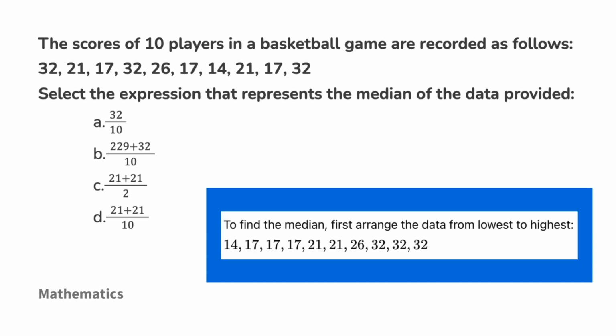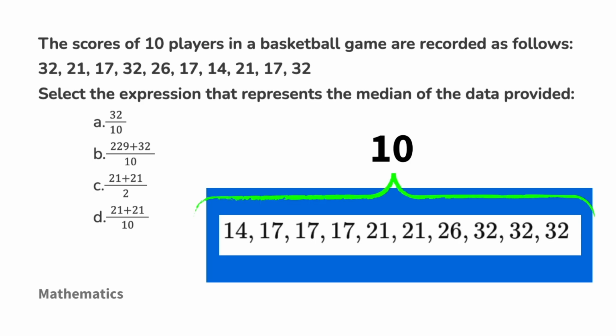All right, let's work this out. List the scores in ascending order. That's the first step that we have to do. Next, we need to determine the amount of data points that we have here. We have 10. And since there are 10 scores, which is an even number, we'll know that when we find the median, that will be the average of the 2 scores in the middle.